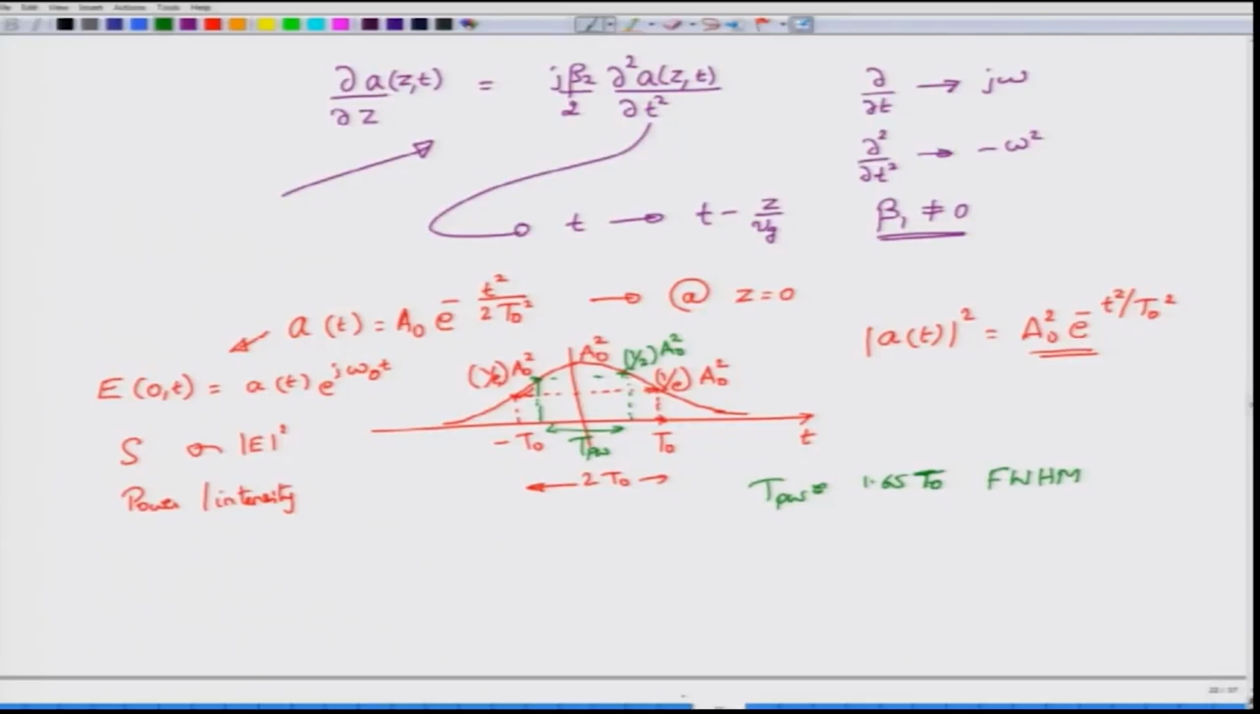What does FWHM stand for? It stands for full width at half maximum. So, it is basically the full width, that is the width of the pulse where the power has actually dropped down to half the peak power.